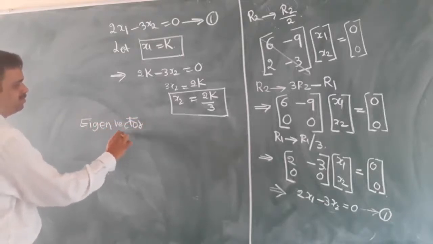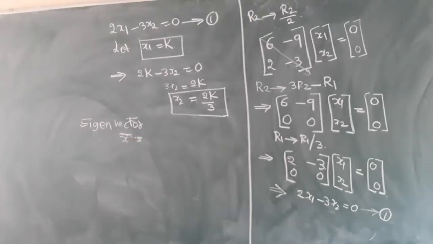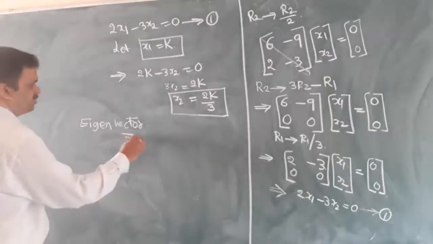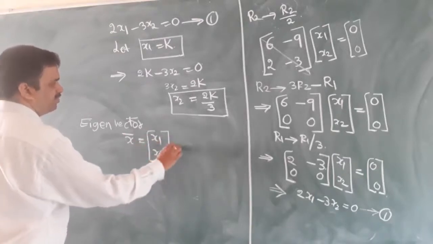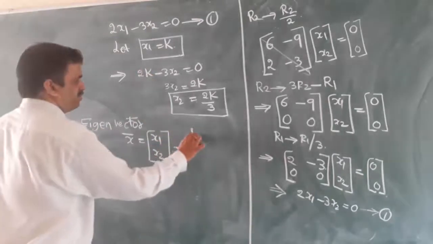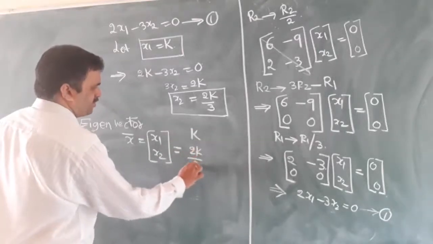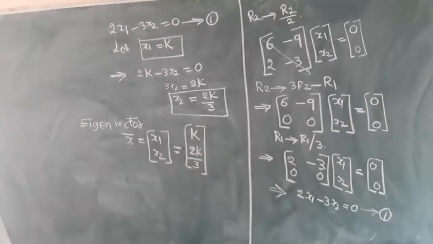x bar equal to x1, x2. Write the x1 value here. What is the x1 value? k. The x2 value is 2k over 3. So x1 value k, x2 value 2k by 3.